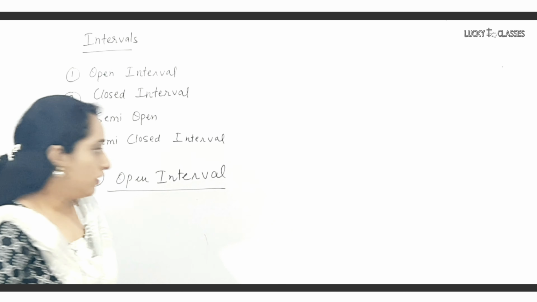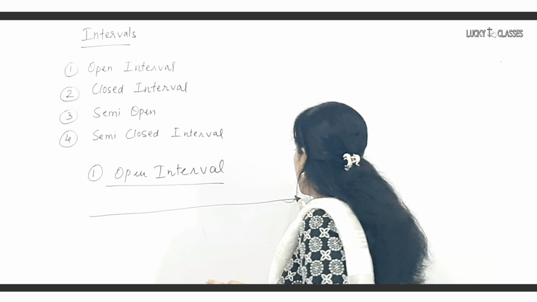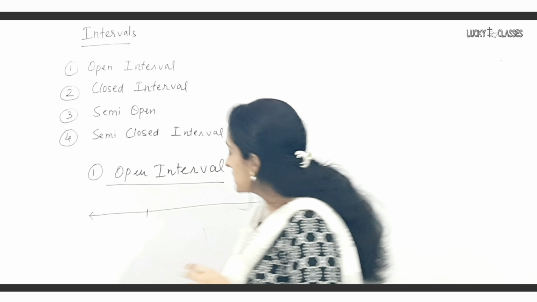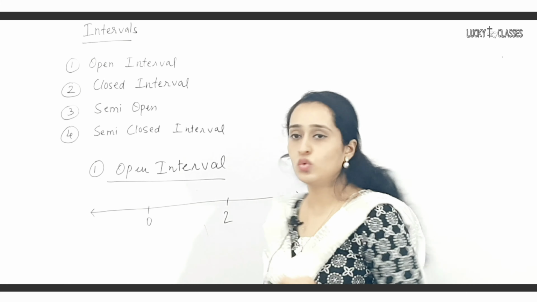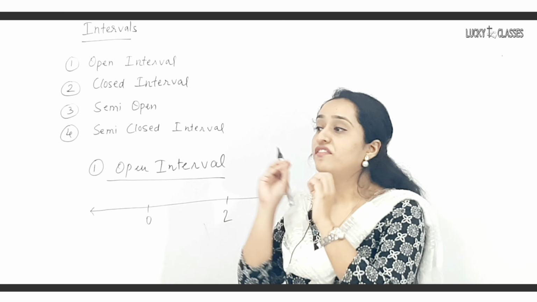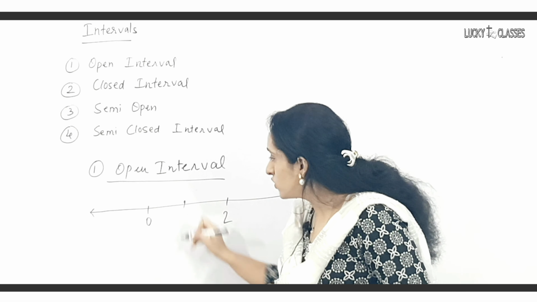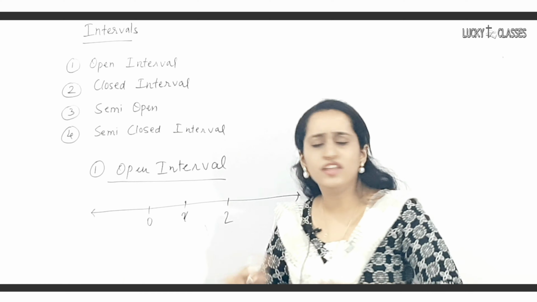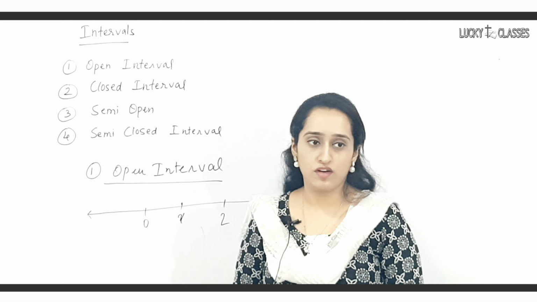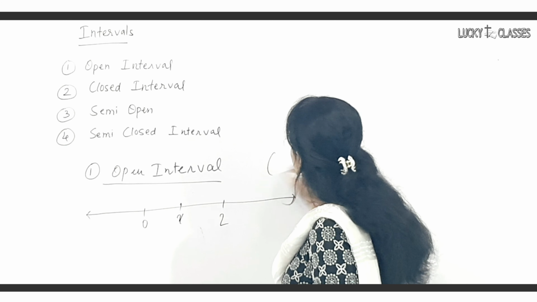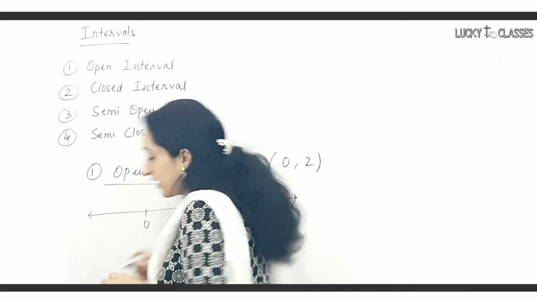Now, in order to understand open interval, we are going to see the number line, real number line. Okay, suppose if I have 2 points, say 0 and say 2. Okay, and if I say that my value of x lies between 0 and 2. Okay, suppose x is here, or x can take any value between 0 and 2. If I want to represent this in the form of interval, then I'll write it like 0, 2. Okay, and we make use of open bracket over here.